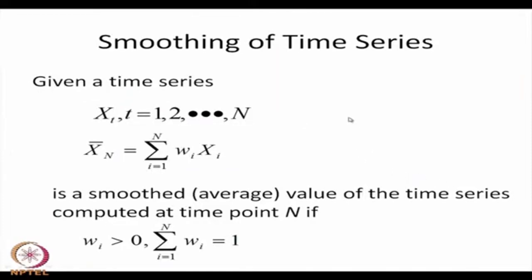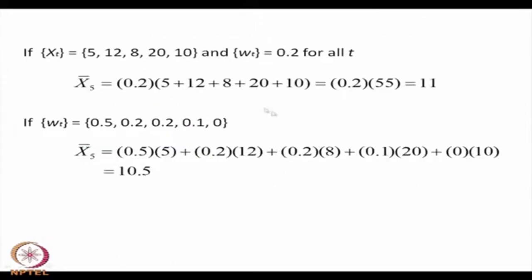Next, we had introduced the concept of time series smoothing. Basically, whenever there is a time series x t having certain old values, then we say its smoothed value is a weighted average of the past values, the weights adding up to 1 and each weight greater than 0. This we had used in certain examples.